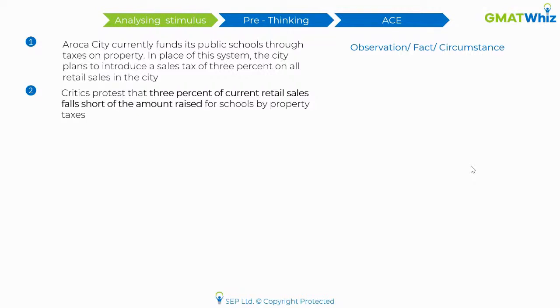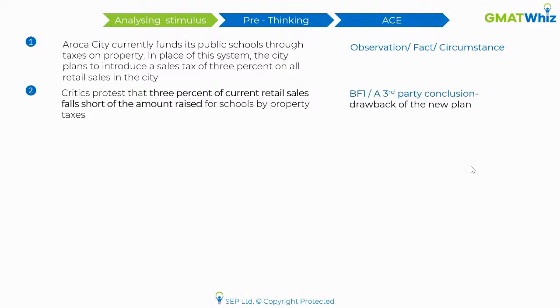So critics protest. What would they be protesting against? Most likely the plan. They are critics. They would be against the plan. What do they say? Let's see. These critics are saying that 3% of current retail sales falls short of the amount raised for schools by property taxes. So what the critics are really saying is that the amount that is needed or raised for the funding of these schools will not be reached by the 3% levy on current sales. If I currently take just 3% of the total retail sales, the resulting amount will not be enough for the schools. That's what the critics are really saying.